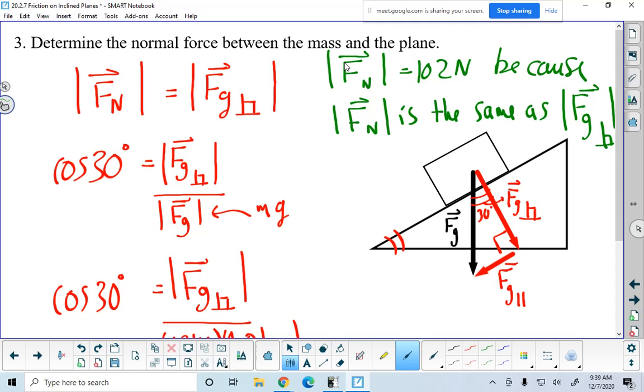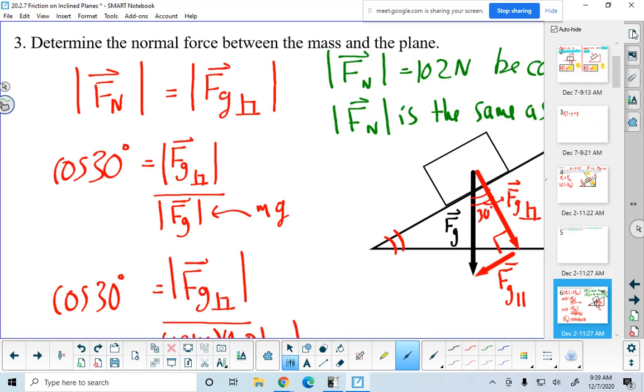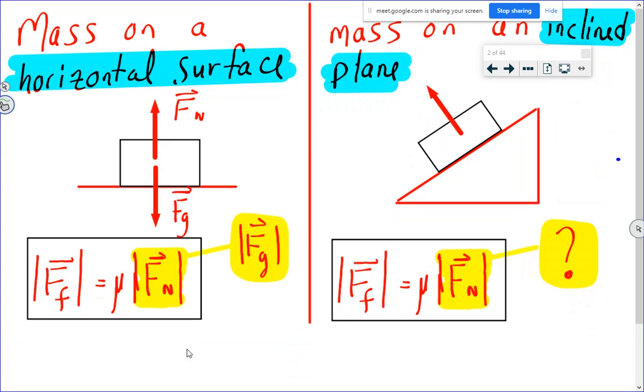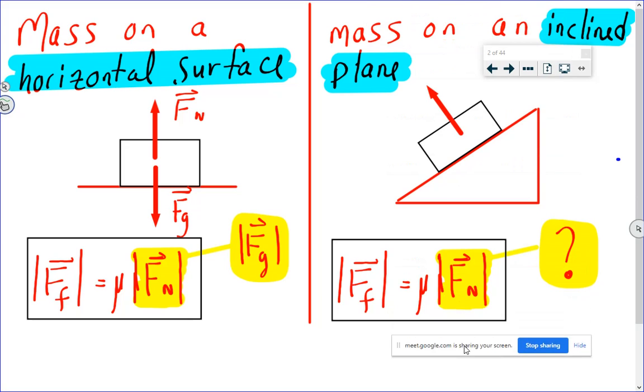So before we go on, let me cut to the chase here. What do you need to know? I started off this lesson by telling you that if the object is on a horizontal surface and we need to find the normal force for some reason, I'm looking at the left-hand side of this page. The normal force is found by calculating the force due to gravity. However, I said, what if the mass is on an inclined plane? How do we find the normal force?